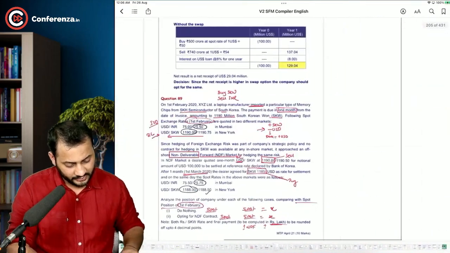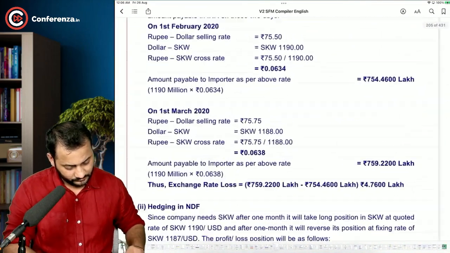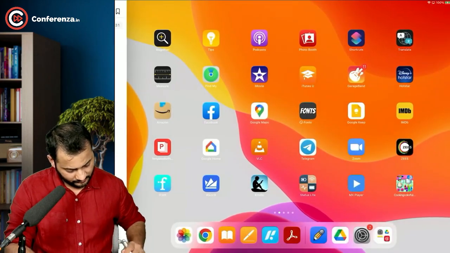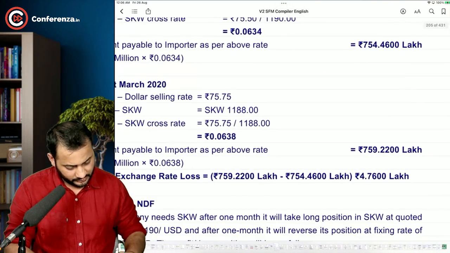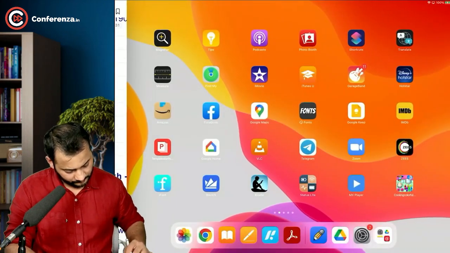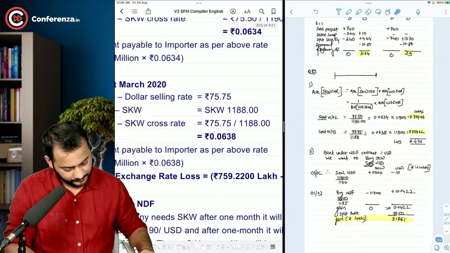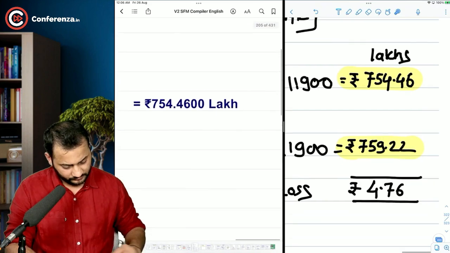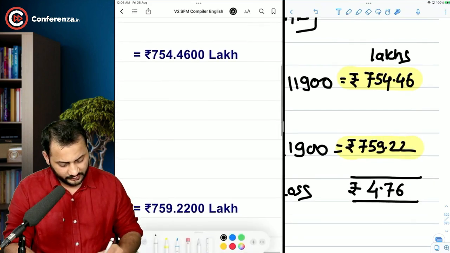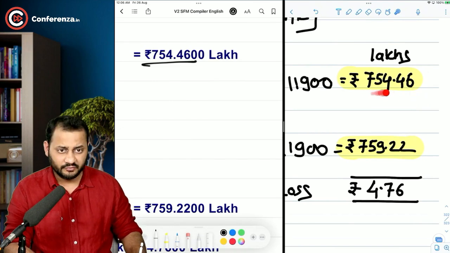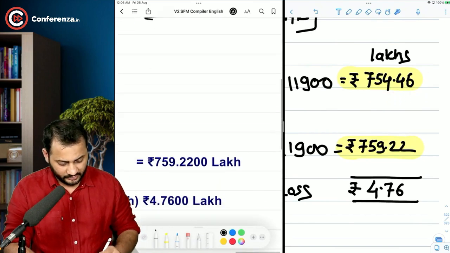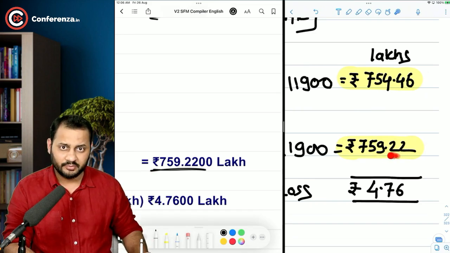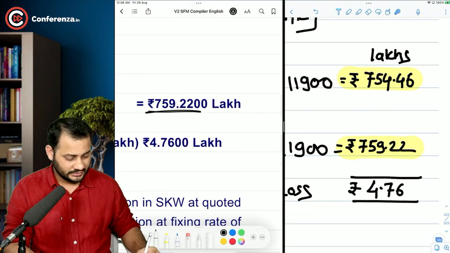Now let me just go directly to the answer. Let's check the answers now. We have calculated everything. Do you agree with these two values? First of all, when we do nothing, it is 754.46 on 1st February and on 1st of March 759.22, a loss of 4.76 lakhs.